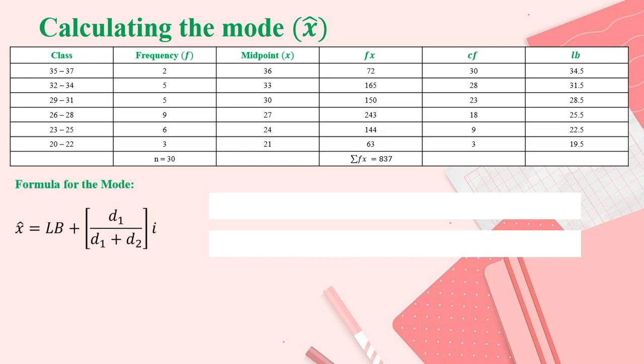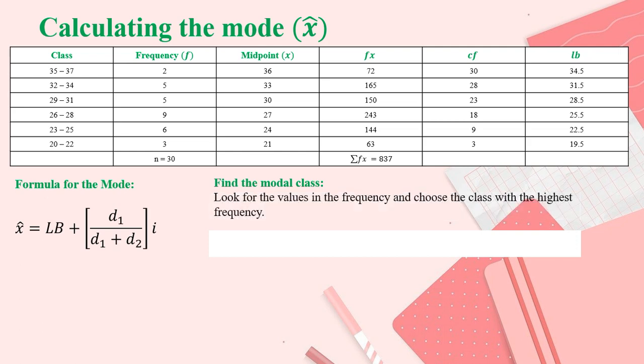Ayan. So, formula for the mode po, LB plus D sub 1 divided by D sub 1 plus D sub 2 multiplied by I. So again, before po natin makuha si mode, kailangan kunin muna natin ang modal class. Paano nga ulit natin makukuha si modal class?